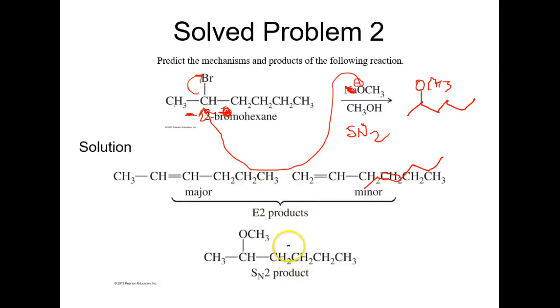They don't really tell you which one's the major, but you're really going to get the SN2, I think, because of the size and you don't have heat.